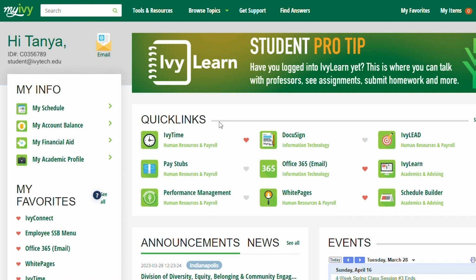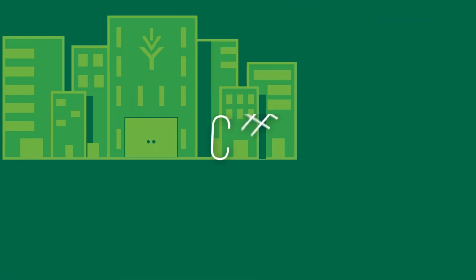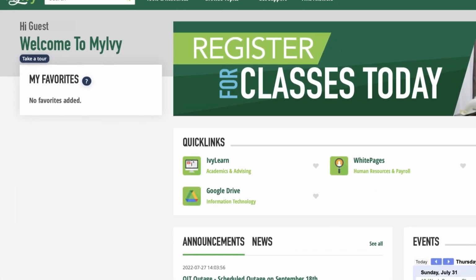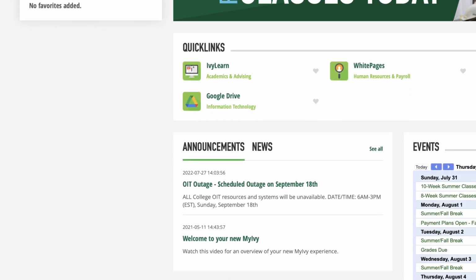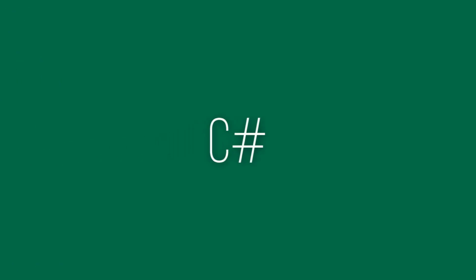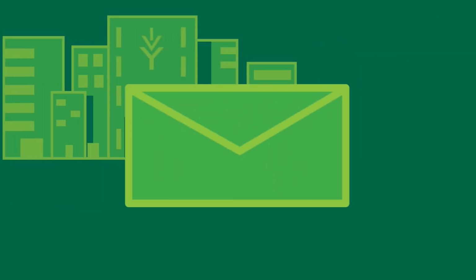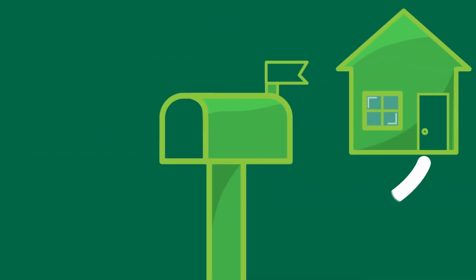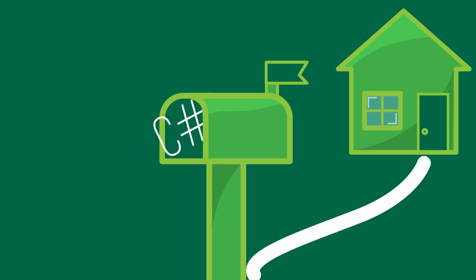Now that you know what My Ivy is, let's talk about your C number. Your C number is your student ID. You'll need this number to log into My Ivy. You'll need it for accepting financial aid and also to register for classes, and you can even use it to make payments. This number will be important throughout your time with Ivy Tech. You can find your C number in the acceptance email you received, as well as the welcome packet that was mailed to the home address you provided on your application.